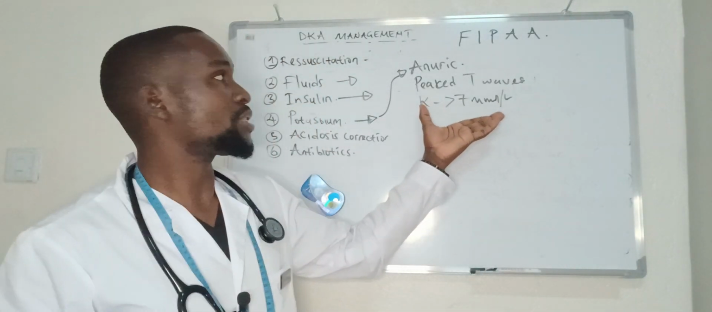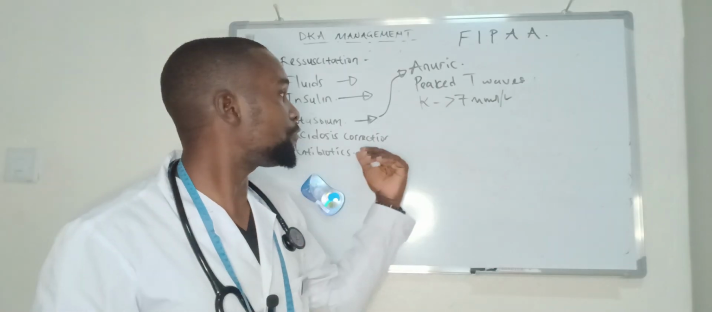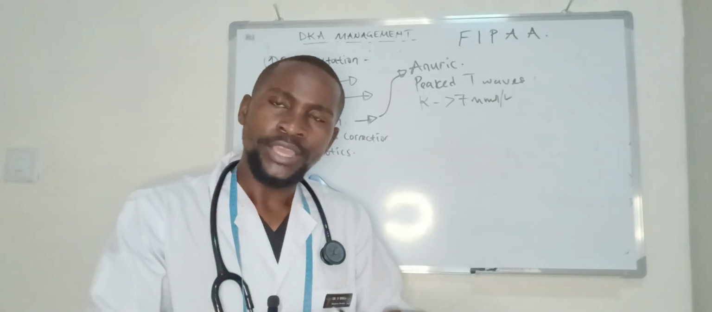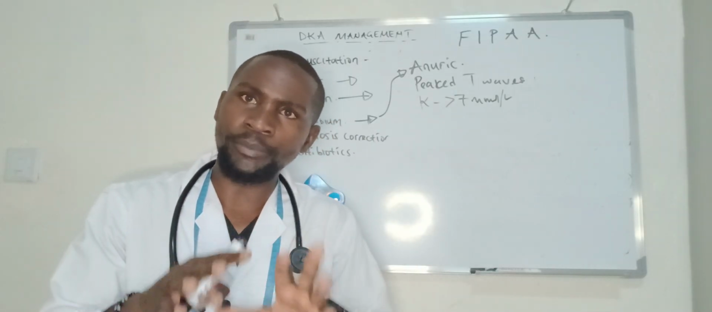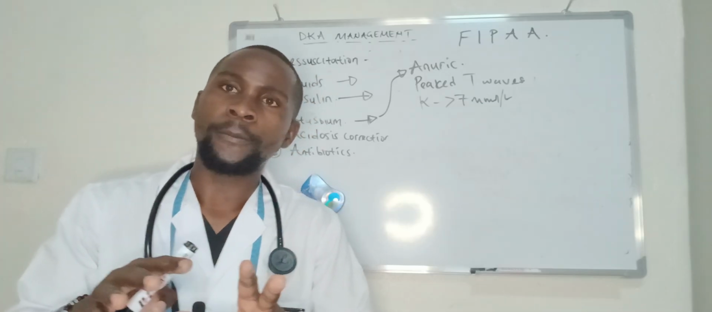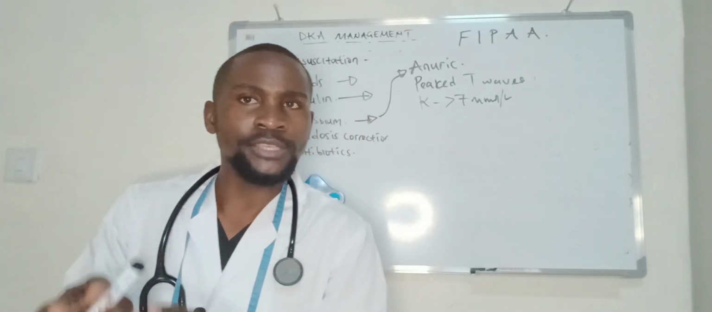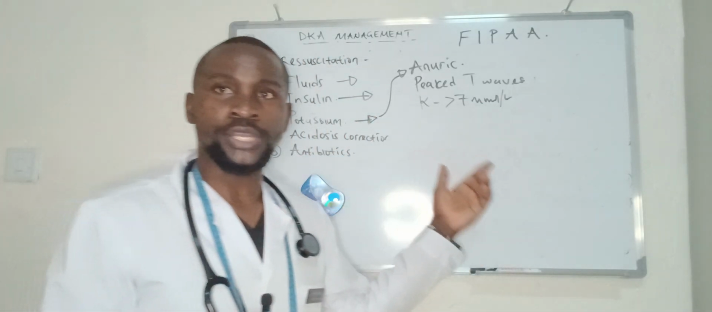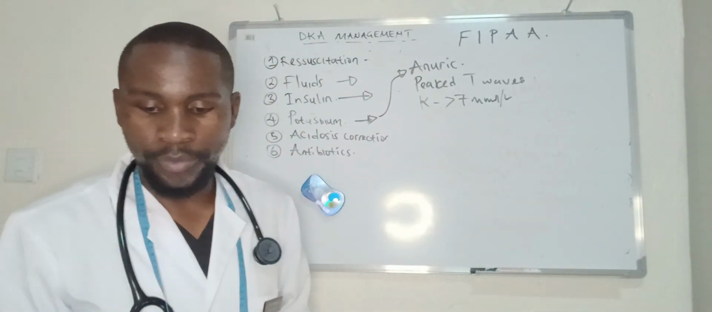Otherwise, if this is not the case and the urine output is okay, you give fluids first, start off with the fluids, and check the urine output. If your urine output is above 0.5 mL per kg per hour, and these things are not clear, you can commence on potassium.